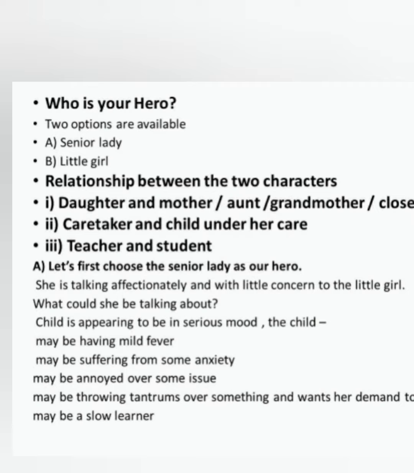Then the child is appearing to be in a serious mood. The child may be having mild fever. She may be suffering from some anxiety. She may be annoyed over some issue. She may be throwing tantrums. So you have watched the picture. It is there in front of you.